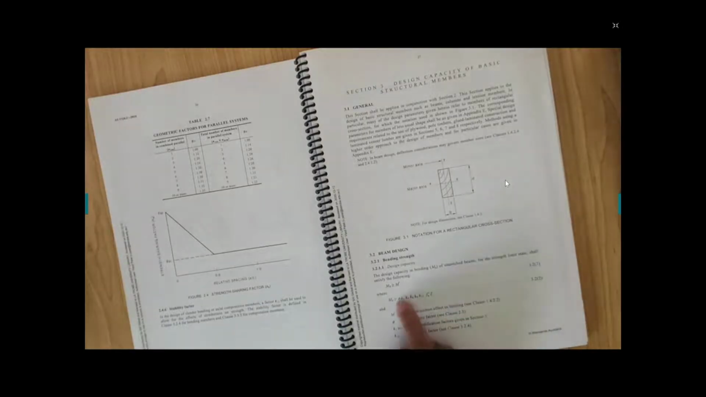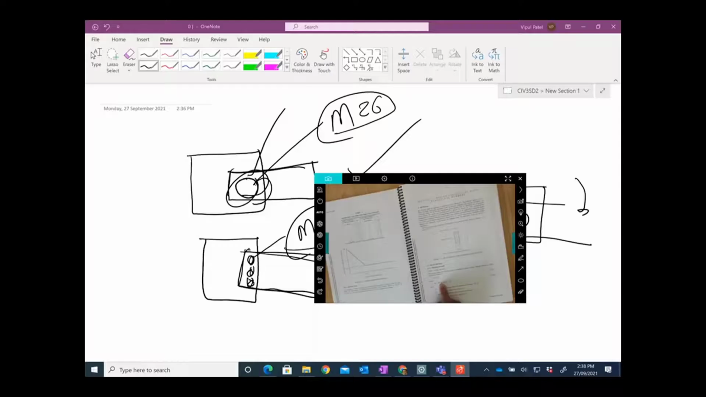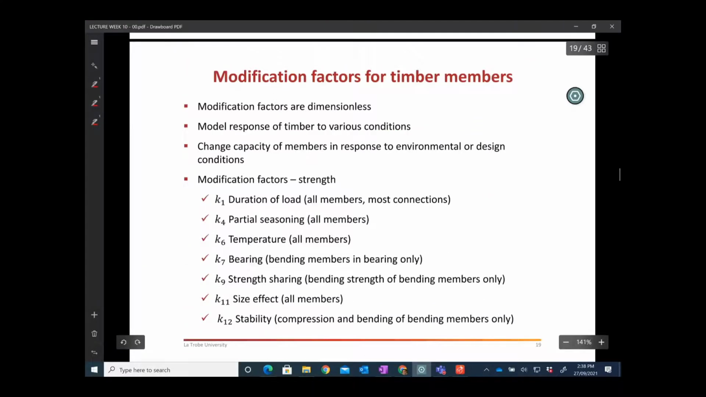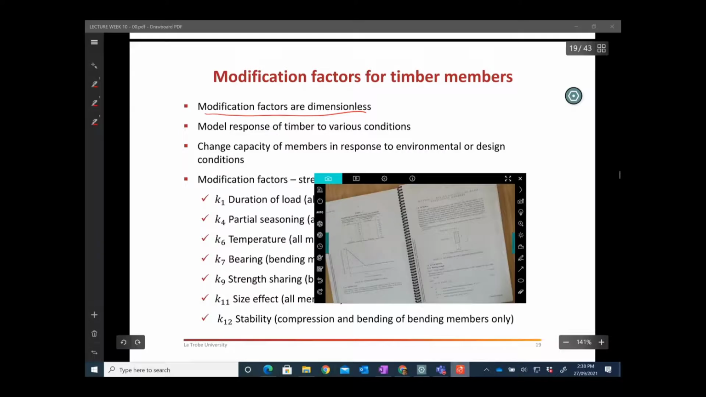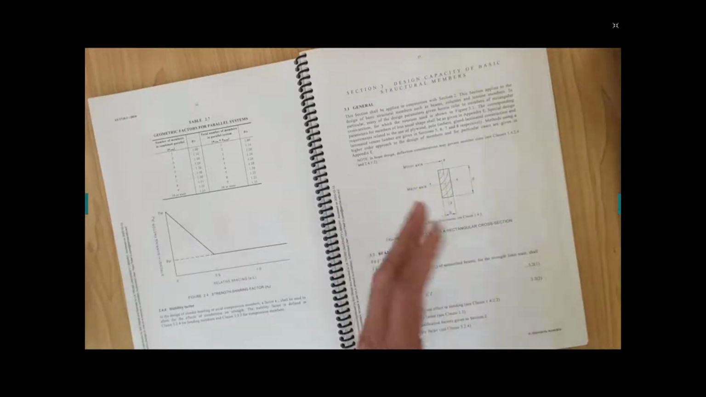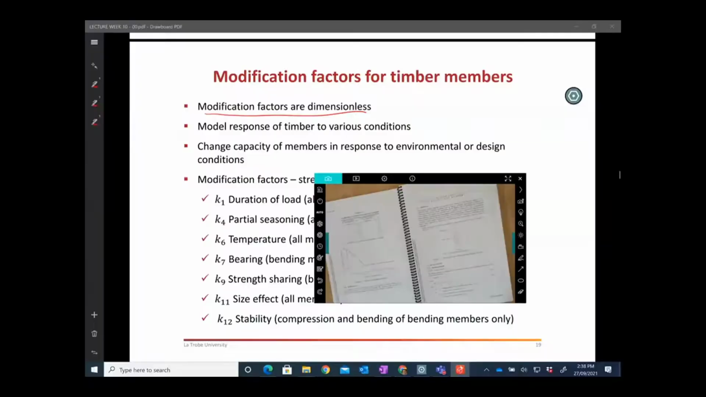All right, so now let's move on to the K factors, and that is also in our lecture notes. Let's follow the lecture notes. Now, there are 5 modification factors given in our examples. They are dimensionless, meaning that they don't have any units. K1, K4, K6, K9 and K12 are modification factors and they don't have any unit. They are not in millimeters, newtons, or meters. So that's the first thing.